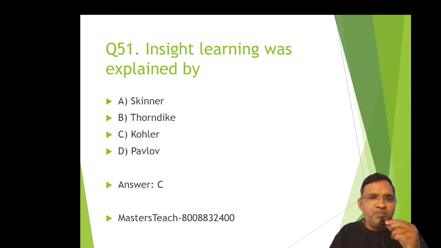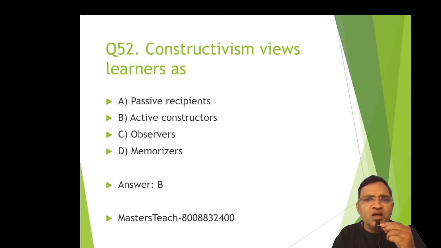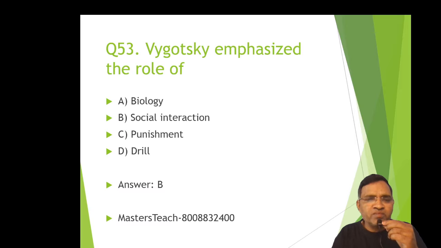Then 51. Insight learning was explained by A. Skinner, B. Thorndike, C. Kohlberg, D. Pavlov. The answer is C, Kohlberg. Constructivism views learner as A. Passive recipient, B. Active constructor, C. Observer, D. Memorizer. The answer is active constructor.